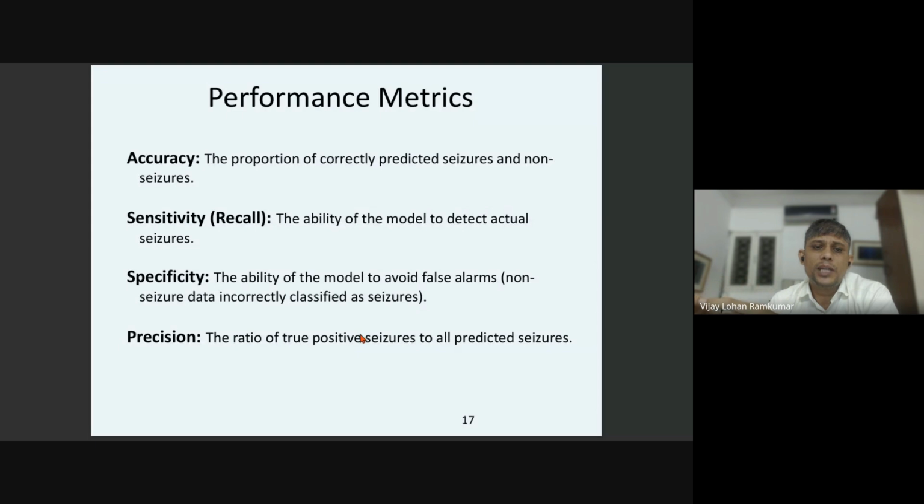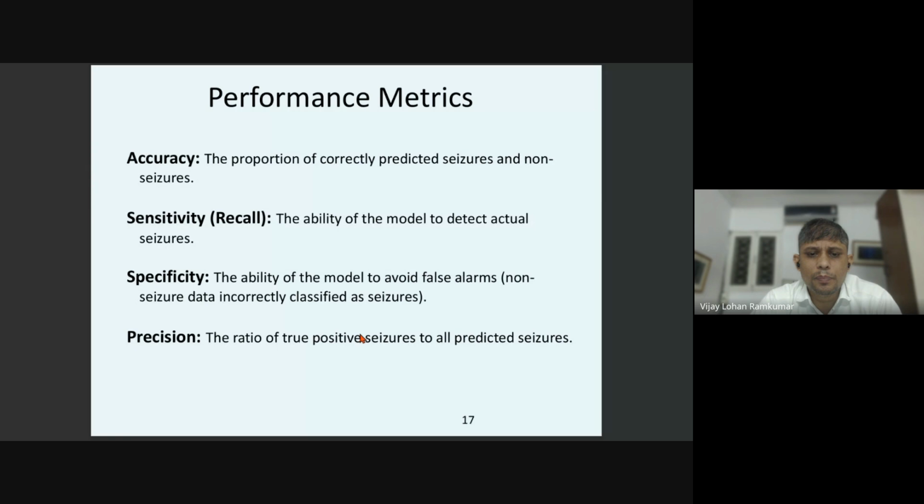Then we need to make sure it is sensitive enough to actually detect it. It should not be detecting falsely as non-seizure many times when a seizure happened but it detected that it did not. The model has to be very sensitive. And then the third parameter is specificity.